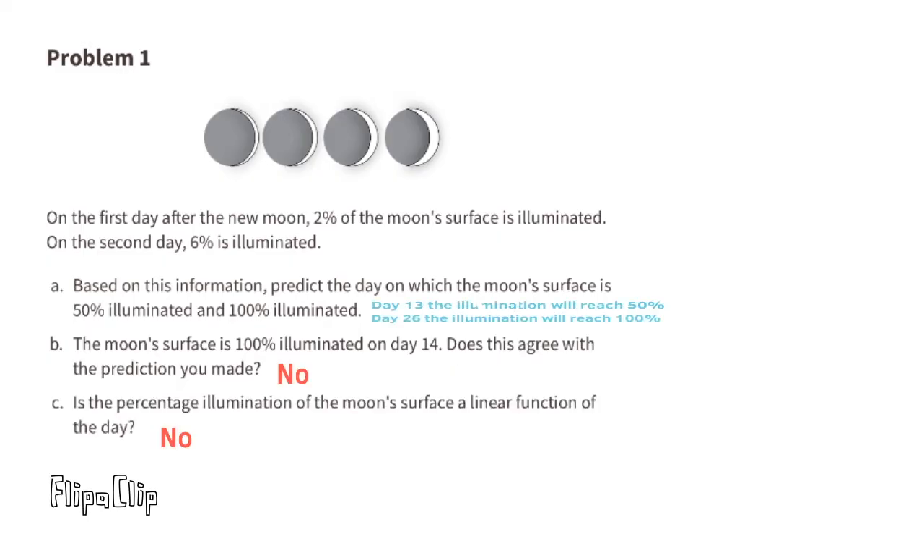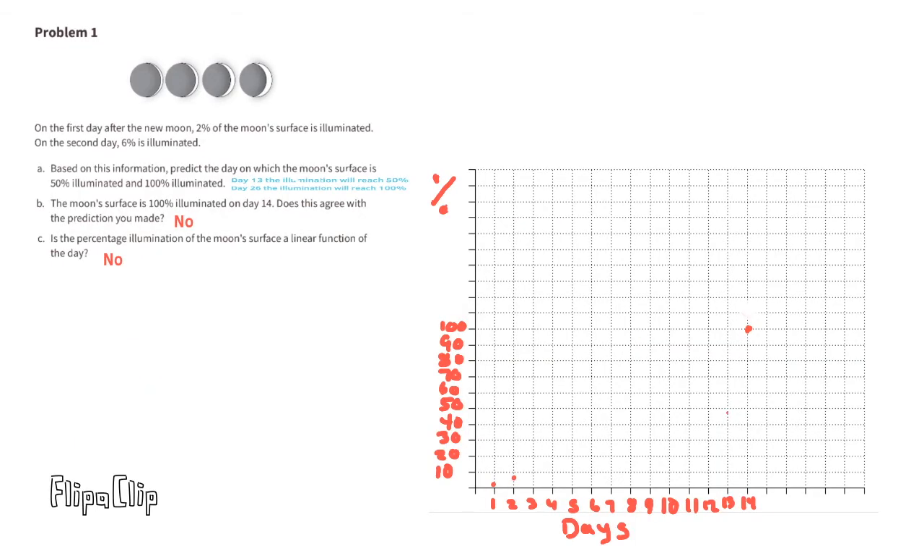C. Is the percentage illumination of the moon's surface a linear function of the day? I put the points on a graph representing 1 day with 2% illumination, 2 days with 6% illumination, and 14 days with 100% illumination. And that would not form a straight line, which means it's not a linear function.